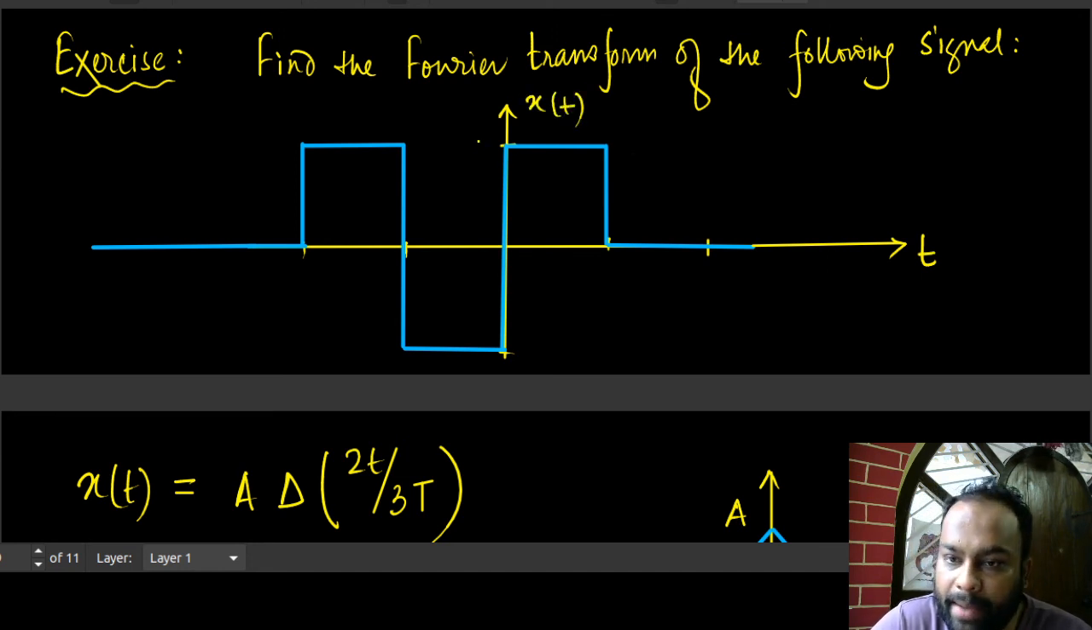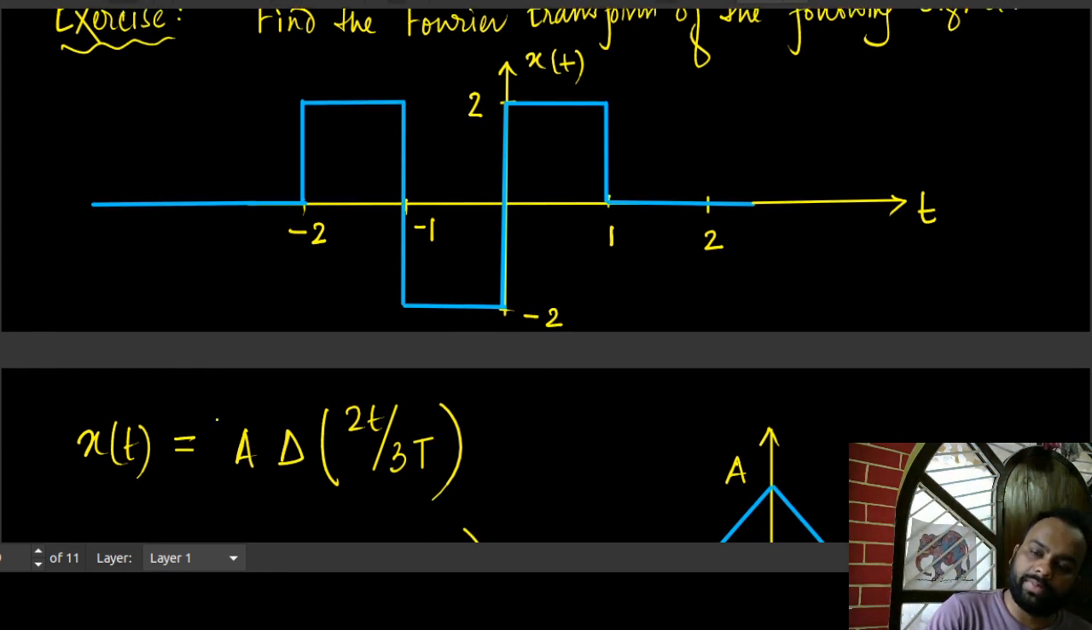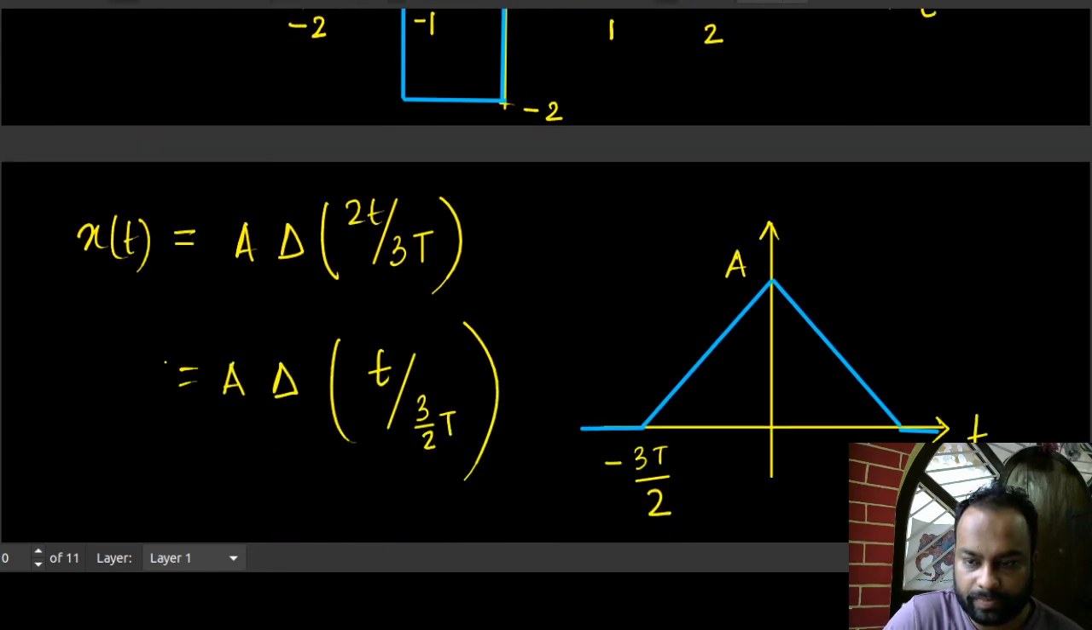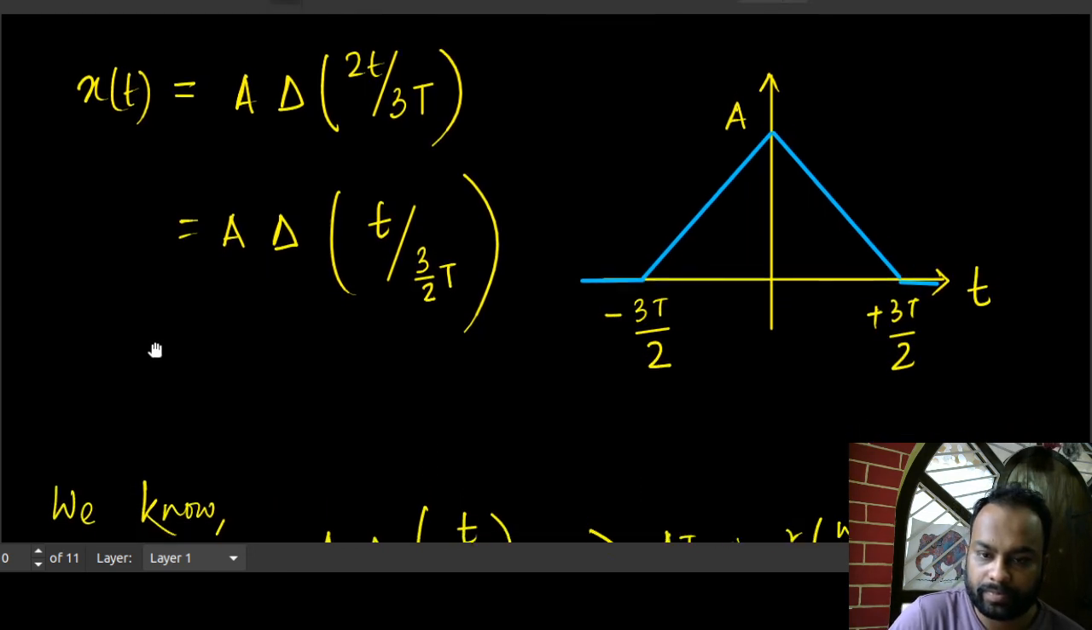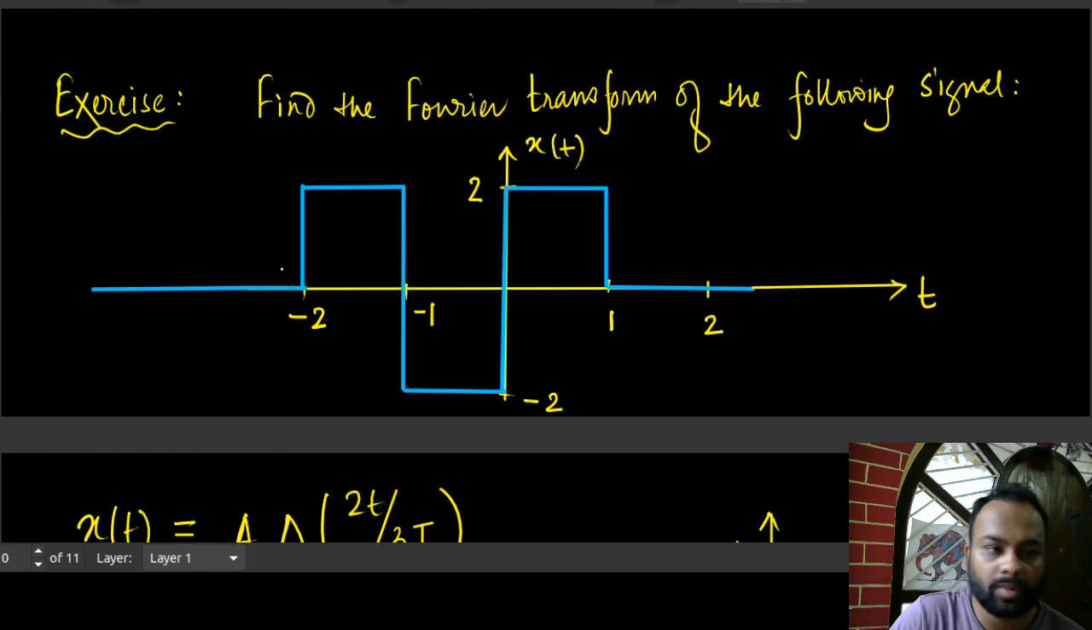Okay, the amplitude here is 2 and this is -2, this is 1, this is 2, this is -1, this is -2. So you have to calculate the Fourier transform of this particular pulse, set of pulses. Alright, so please let me know if you have any query so far.